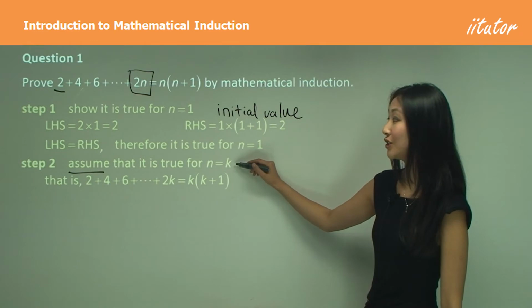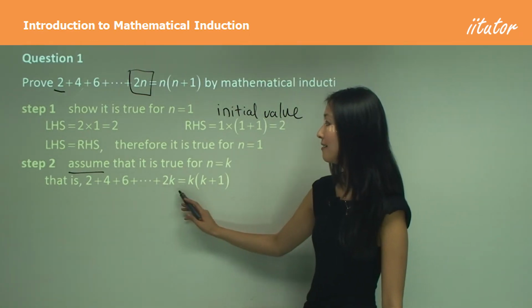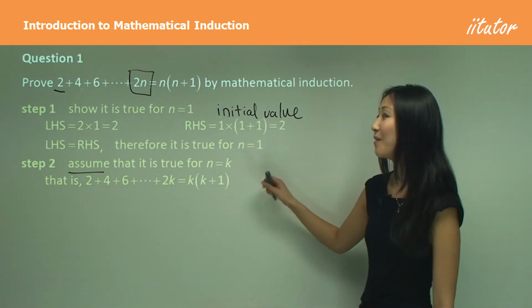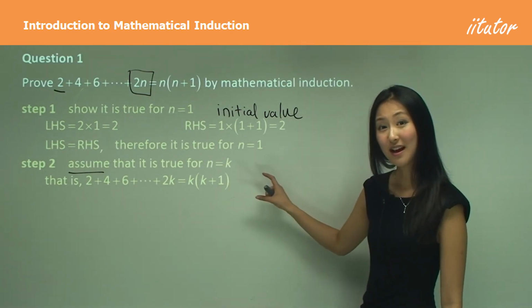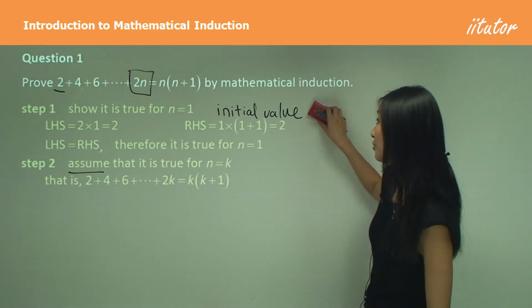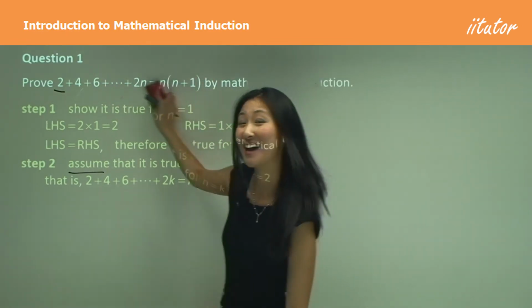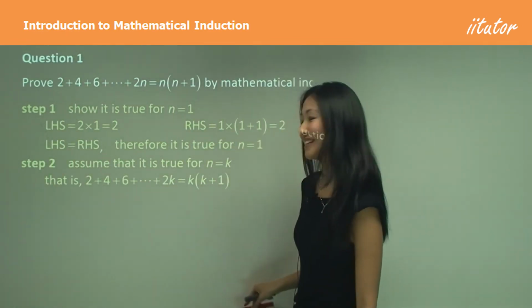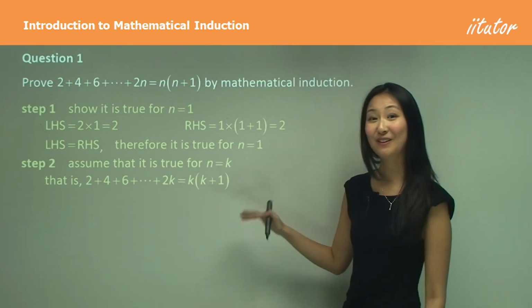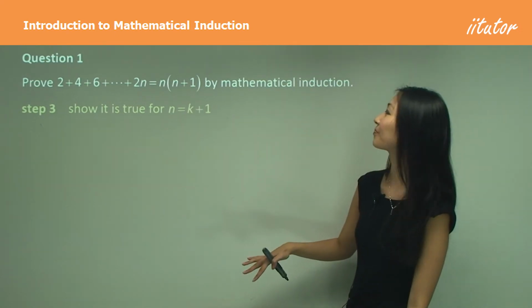Well, we just substitute k into wherever there's n. So this becomes 2k, and this becomes k times (k plus 1). Now, I want you to remember this assumption because we always use the assumption from step 2 in our next step. So if by any chance you've somehow worked out step 3 without using the assumption, you know something's gone wrong. So I want to make sure that you're always using the assumption from here for the next step.